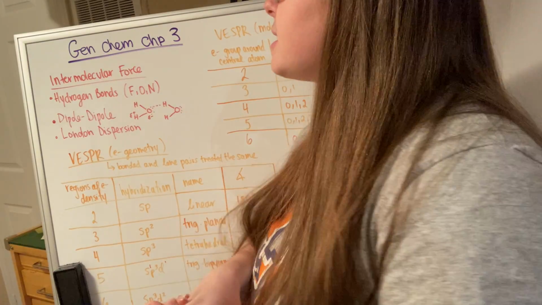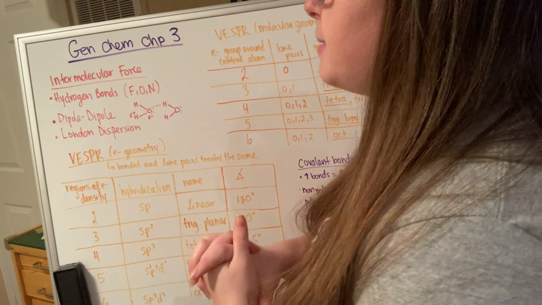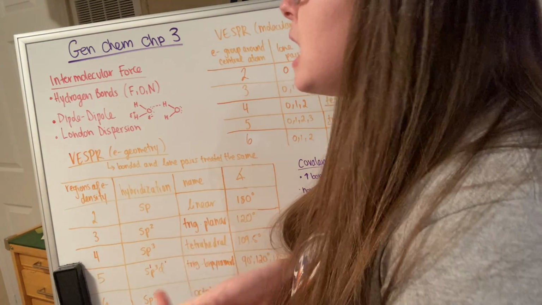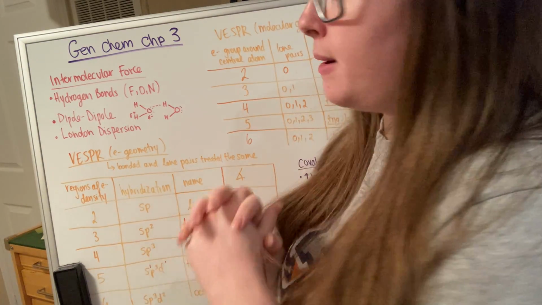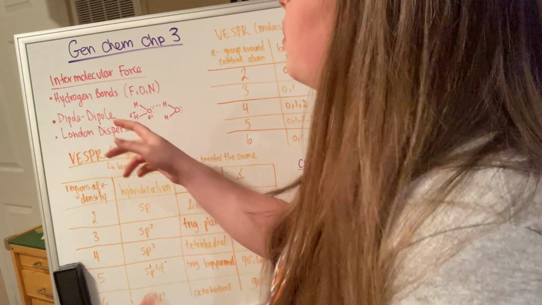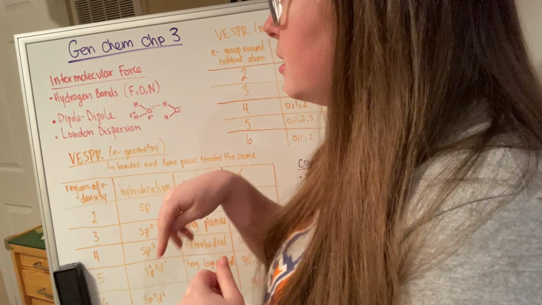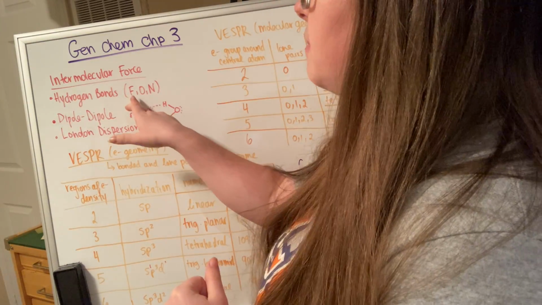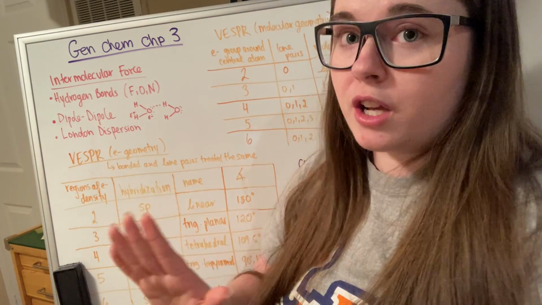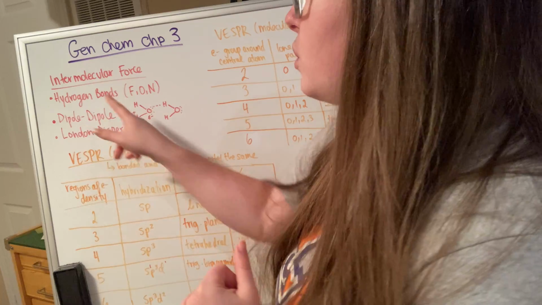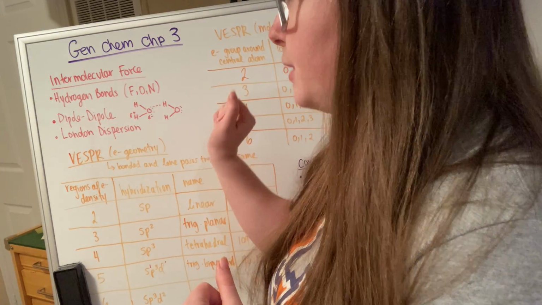So next, we're going to look at the types of intermolecular forces. Intermolecular forces mean between different molecules. So we have hydrogen bonds, which can only be done through hydrogen and fluorine, hydrogen and oxygen, or hydrogen and nitrogen. So hydrogen bonding is fun, okay?